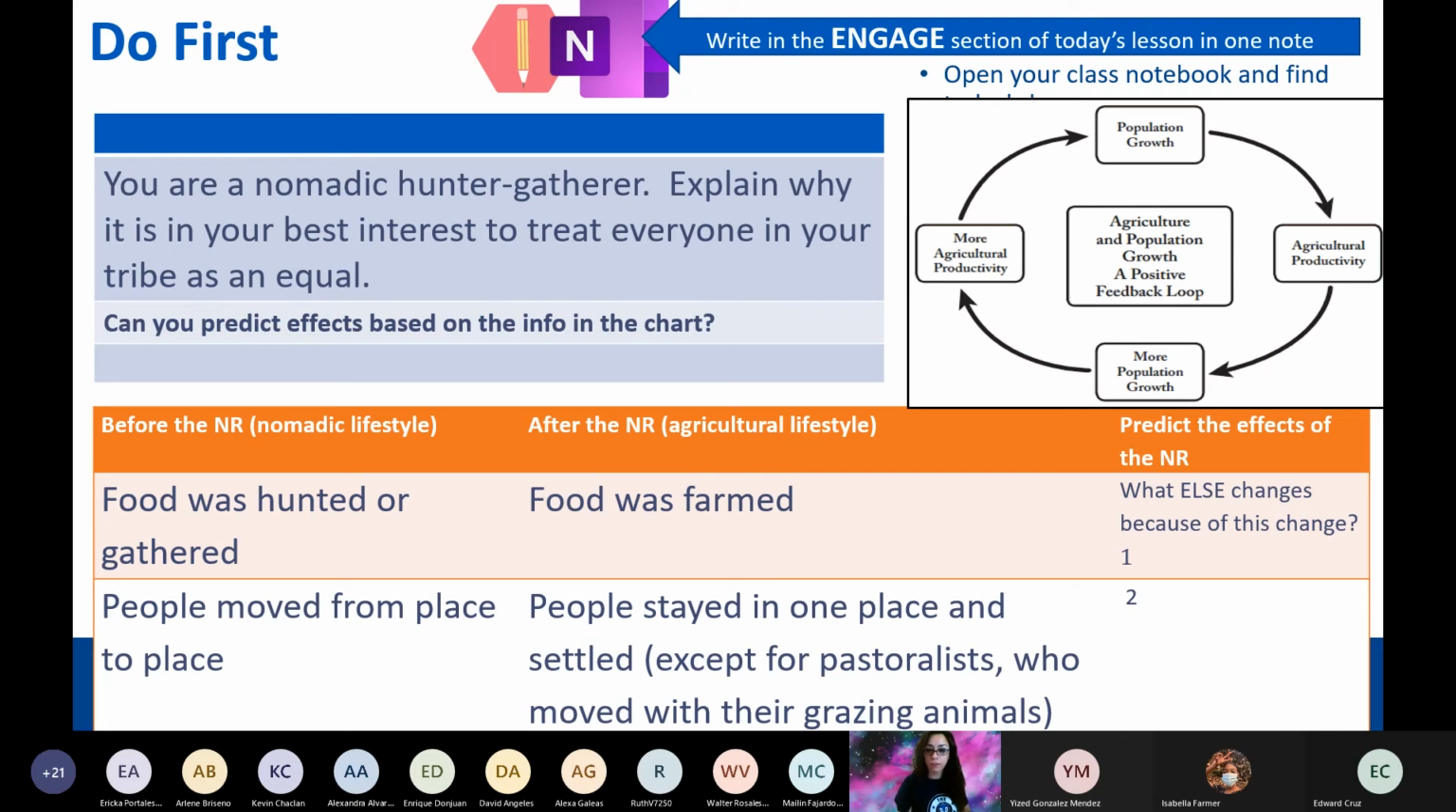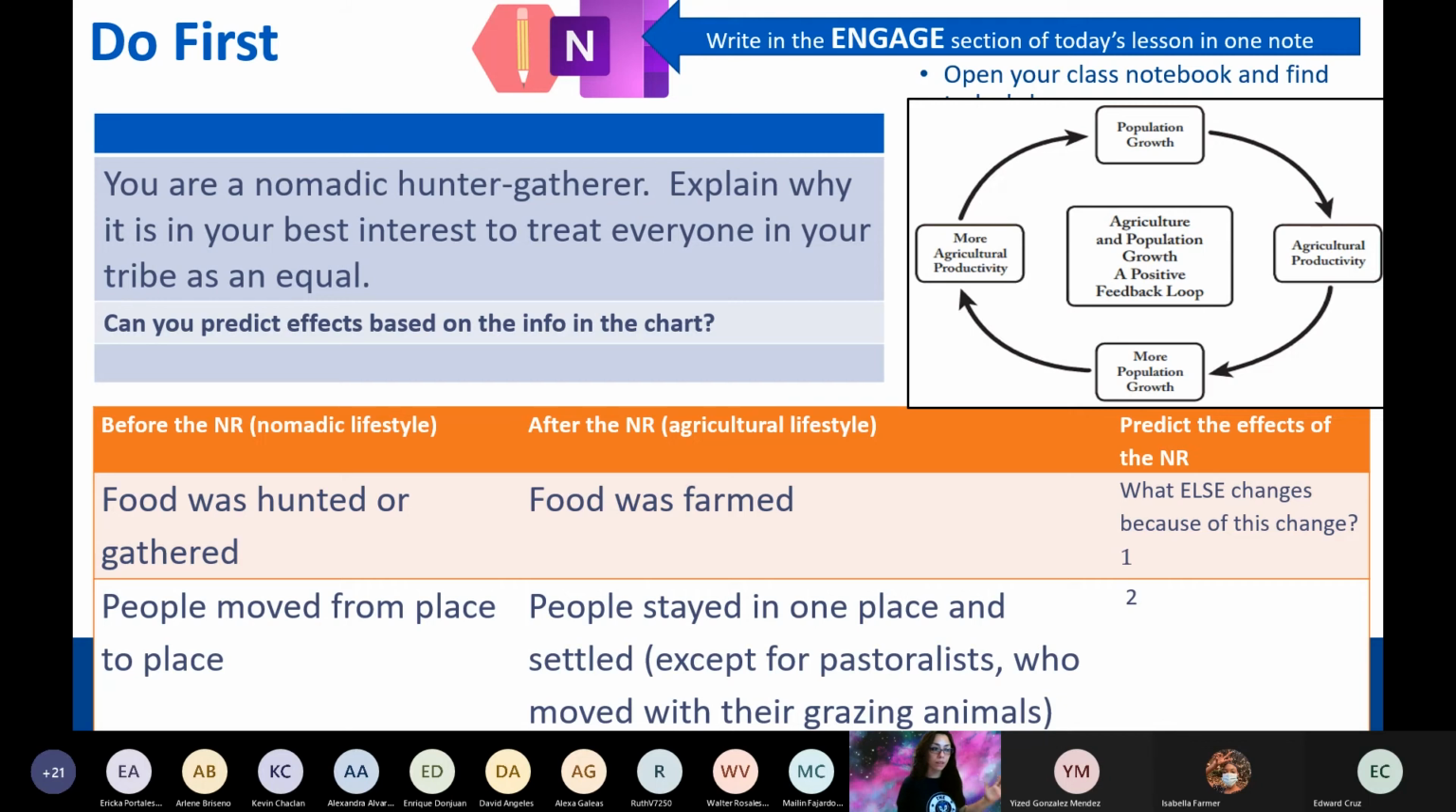The do first starts with a scenario. I love scenarios. They put you in the mood and the mindset of the people that you're studying. So you are now a nomadic hunter-gatherer. That means you move around from place to place every day to get food with your small extended family. You don't have a permanent home. You only own what you can carry. And your next meal, you don't ever really know where it's coming from. You just kind of hope you can catch the animal, and eat it, and then survive to the next day.